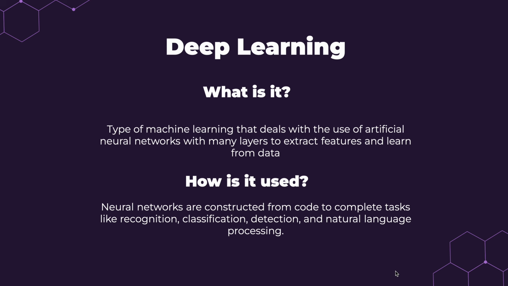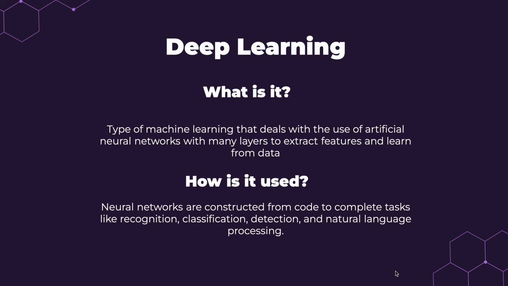So, what is deep learning? A type of machine learning that deals with the use of artificial neural networks with many layers to extract features and learn from data. I think we talked a little bit about neural networks, scratched the surface, but essentially they are a type of algorithm that is applied through complex mathematical equations, and we'll see how they work, but they're used in what's called deep learning.